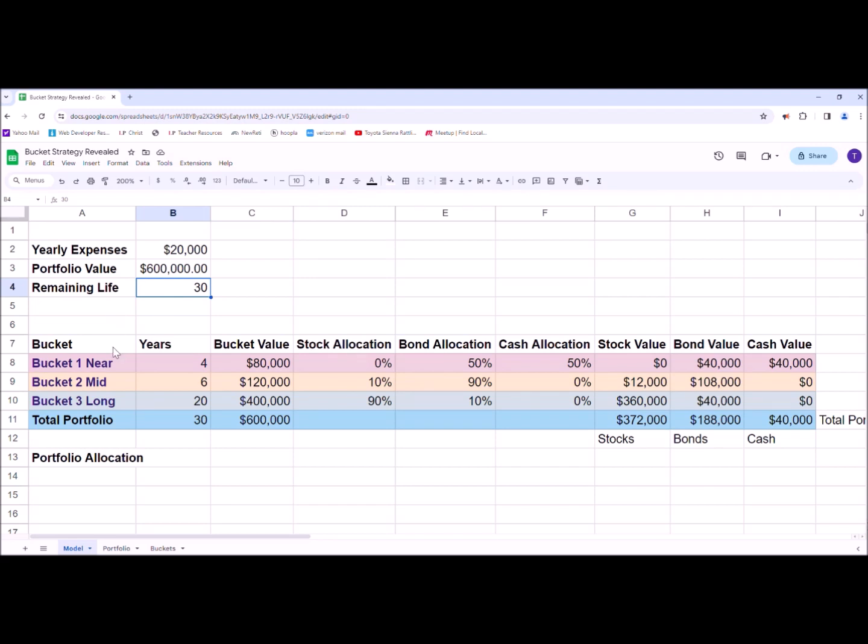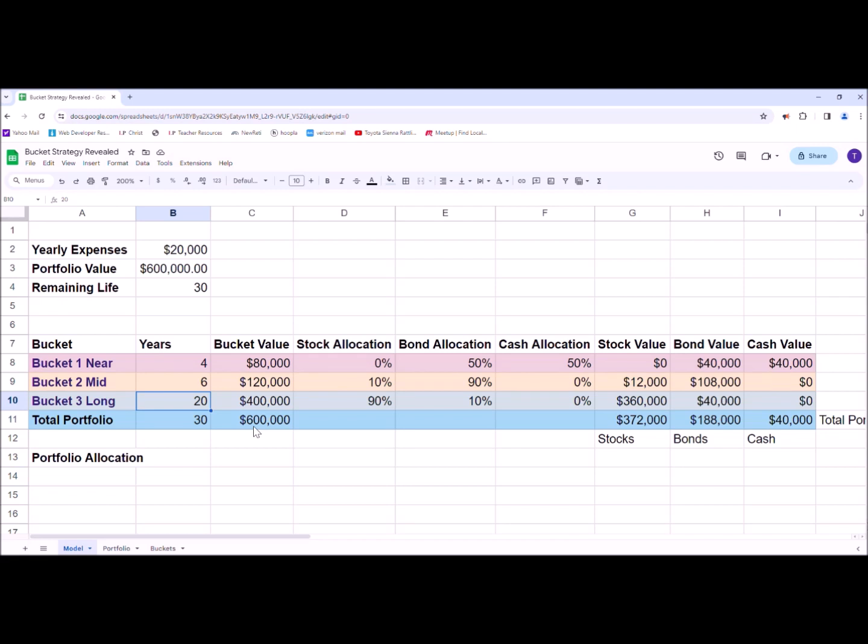Okay, so let's look at bucket 1. Here's the near-term bucket. The spreadsheet says it's 4 years. The bucket value is $80,000. 4 years times $20,000 is $80,000. Bucket 2, 6 years. 6 years times $20,000 a year, $120,000. Bucket 3, 20 years times $20,000 is $400,000. Total portfolio is $600,000.